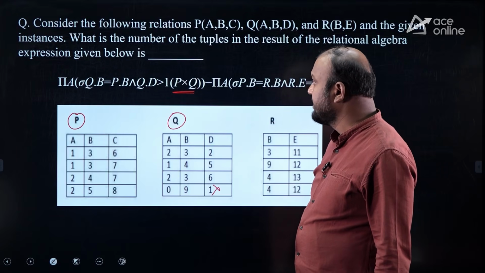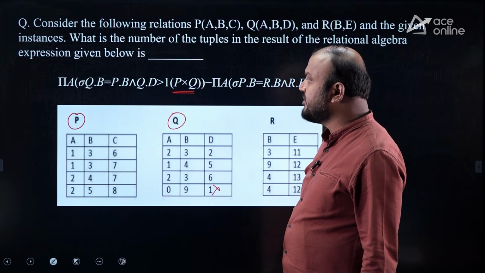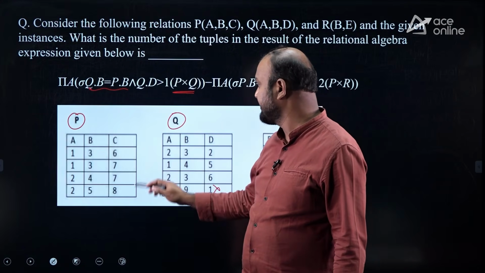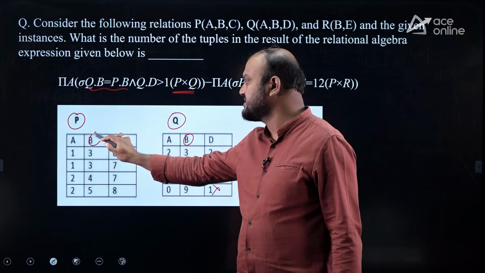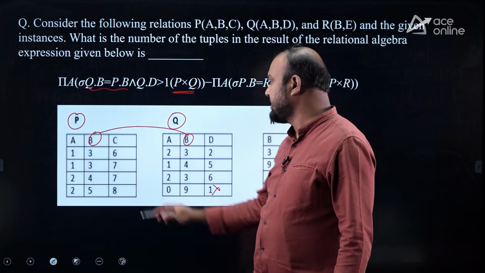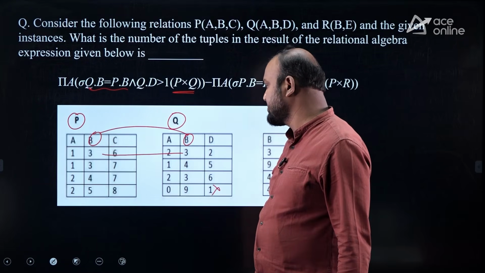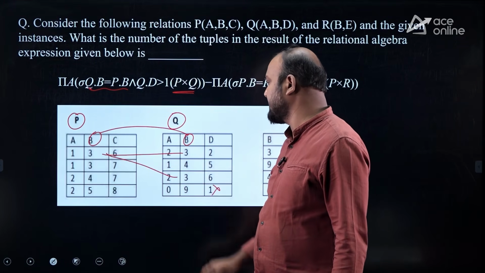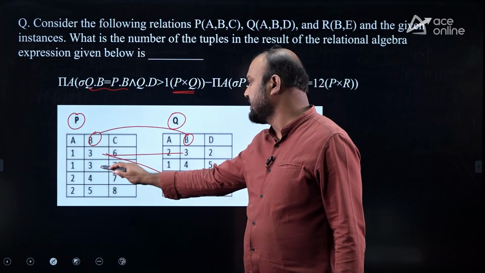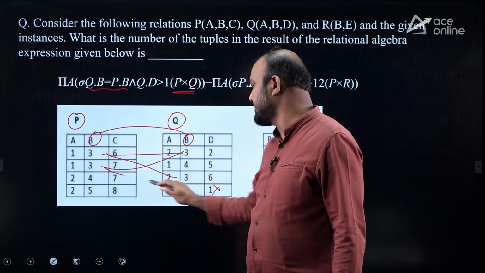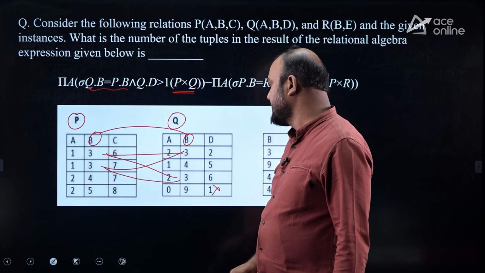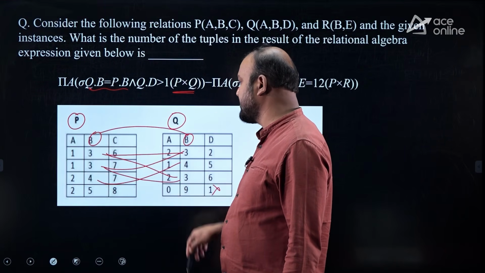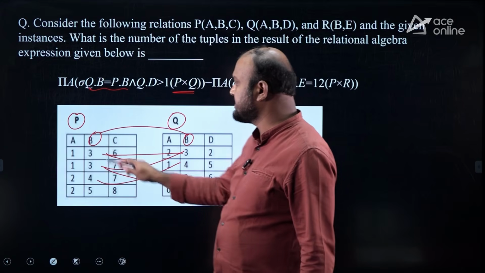And one more condition is Q.B equal to P.B. So B and B should match. 3 equal to 3, correct match. And 3 equal to 3, this is also a correct match. And this 3 equal to 3. And this 4 has a match with this, and 5 does not have a match. These 3 are the matches.